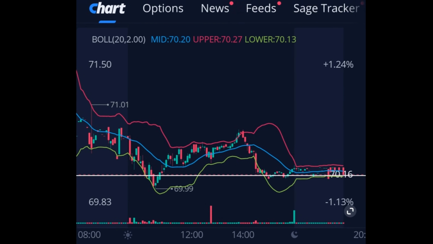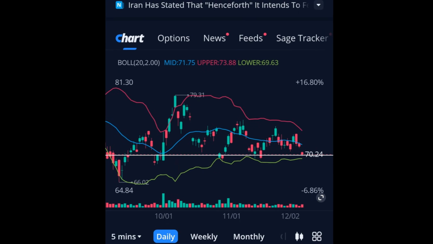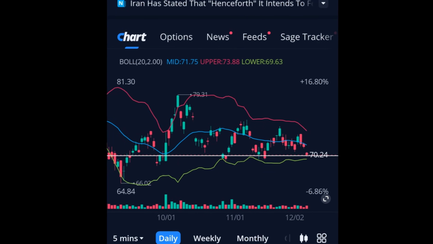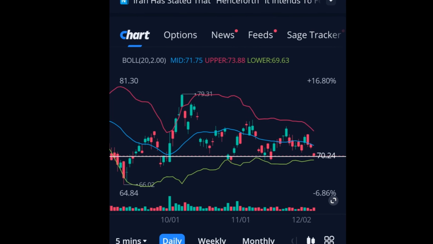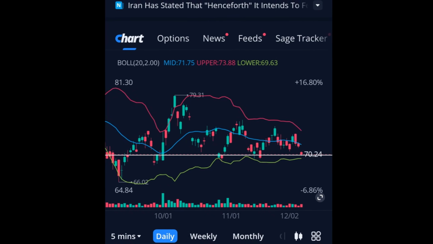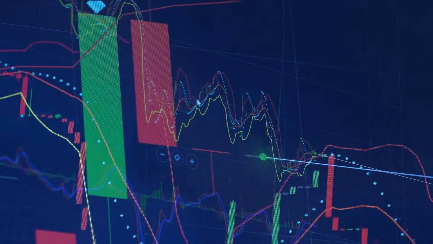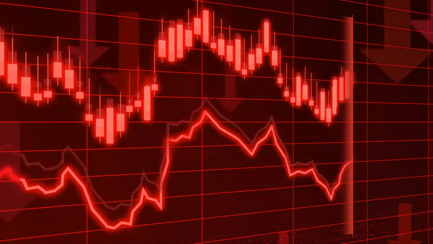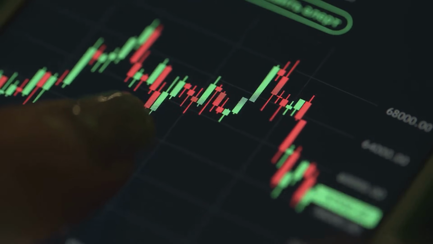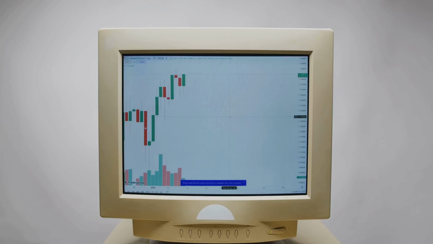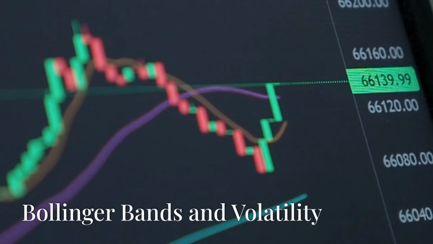Before diving into the bull call spread, it's crucial to understand USO's current price action. USO is trading at $70.24. Observing USO's daily chart provides insights. USO has been consolidating within a tight range. This suggests low volatility, with price hovering between support and resistance. Now let's explore how Bollinger Bands enhance our understanding.